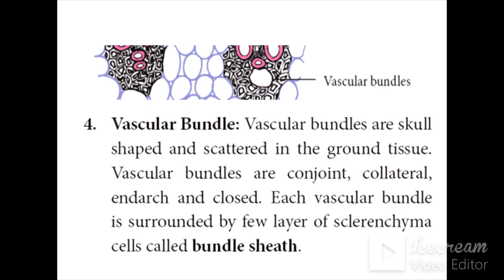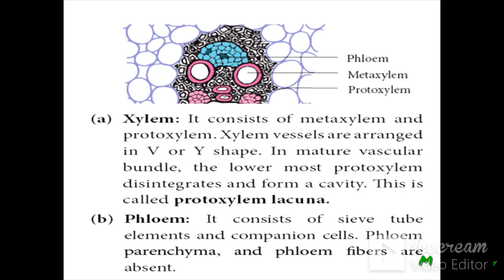For the observation itself, you can differentiate a monocot stem from any other root or stem portion by observing this skull shaped vascular bundle. They are conjoined, collateral, endarched and closed. Each vascular bundle is surrounded by few layers of sclerenchyma cells called bundle sheath. Xylem consists of metaxylem and protoxylem. Xylem vessels are arranged in V or Y shape.